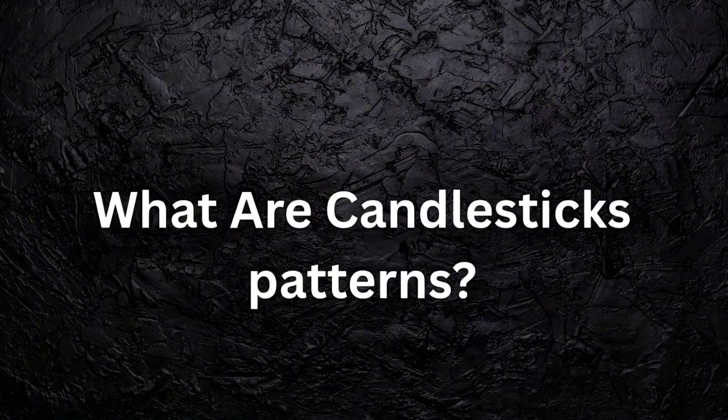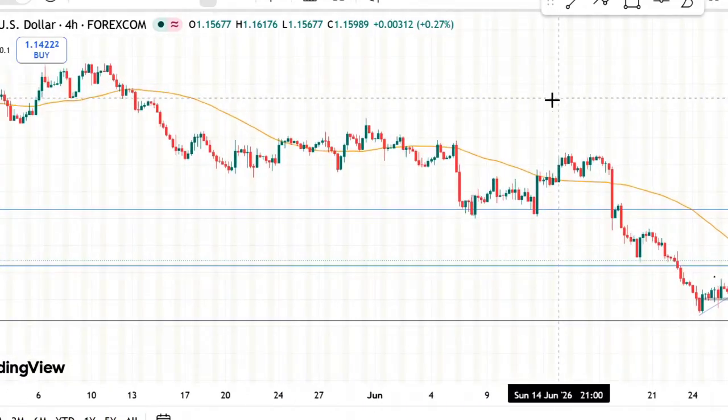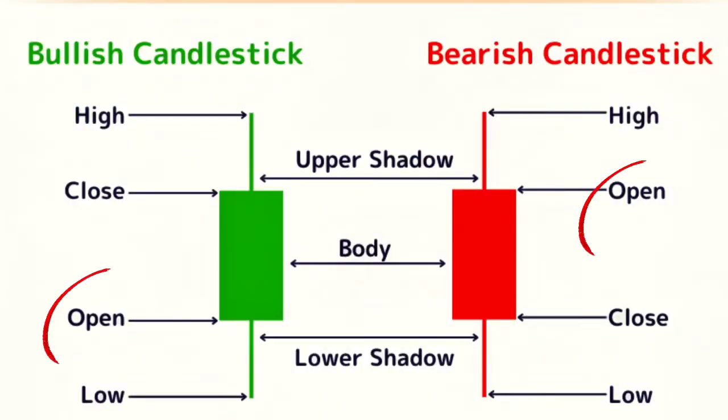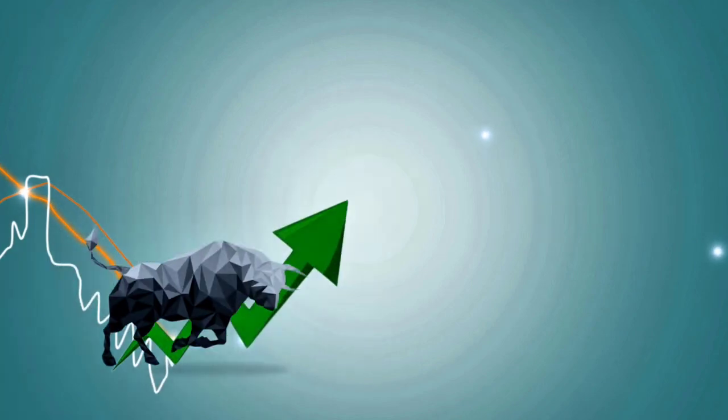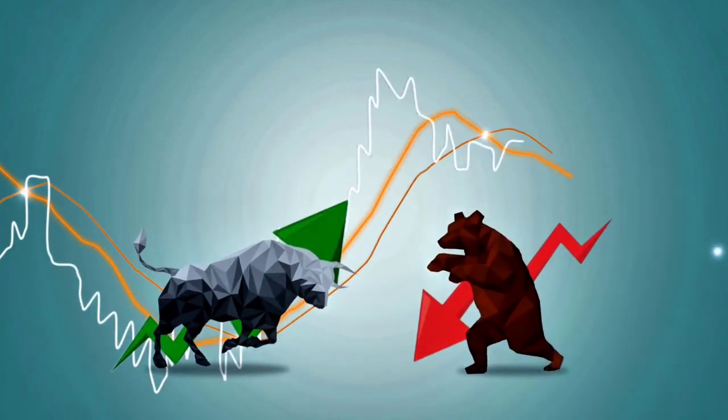What are candlestick patterns? Candlestick patterns are a simple visual representation of price movement on a chart. You can see right here, each candlestick tells you 4 stories. Now we have the open price, right? We have the close price, we have the highest price, and we also have the lowest price. Think of it like a battle between the buyers and the sellers, which is the bulls and the bears, right? So it's just as simple as that.